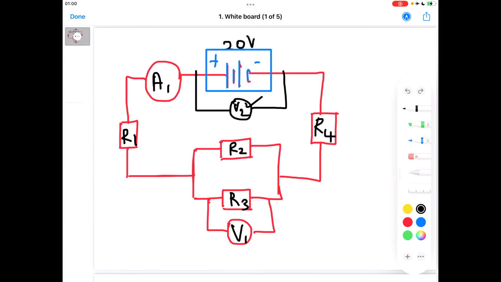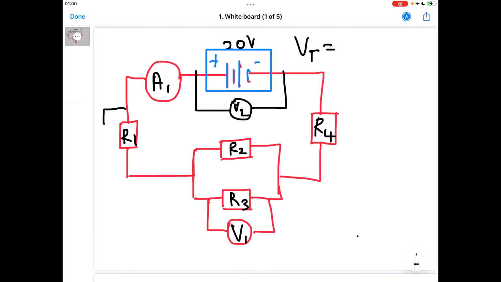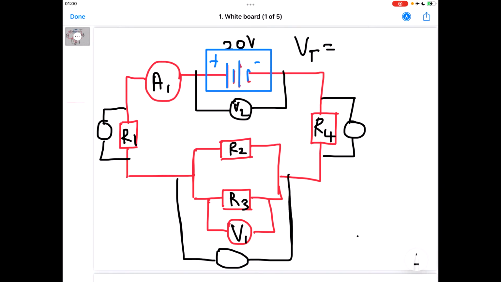In this case, you're going to say the V total is therefore going to be the V of, let's say, the microwave, that you need to plus with the V of the fridge, that you need to also plus with the V of that parallel connection. So that means it is the V of R1 plus the V of R4 plus the V of parallel.